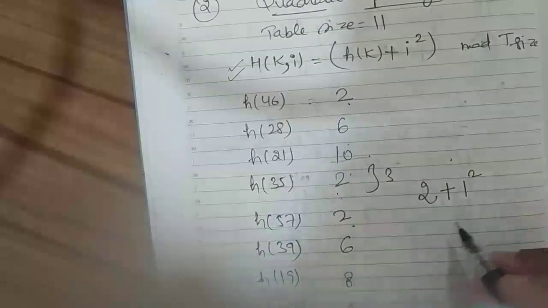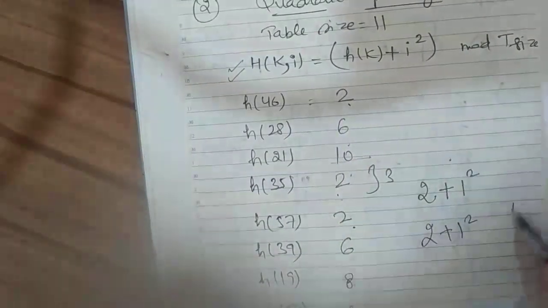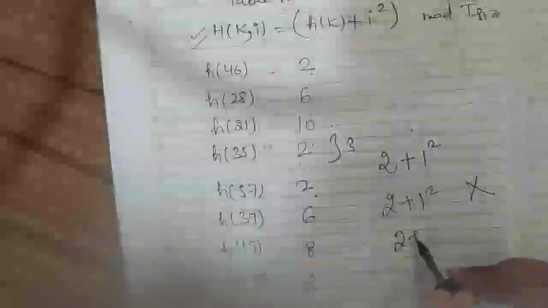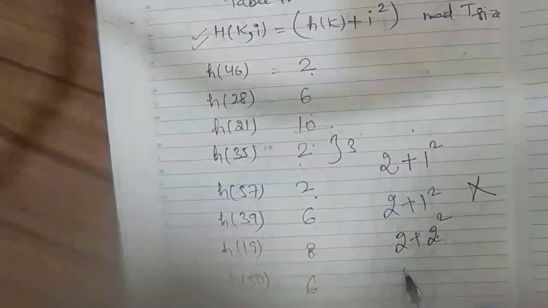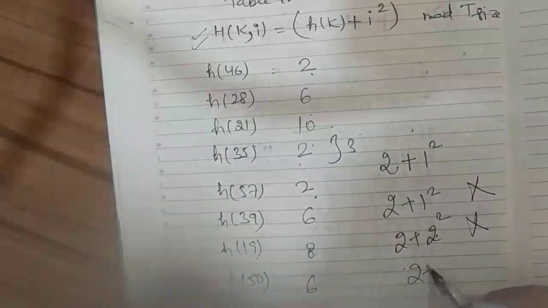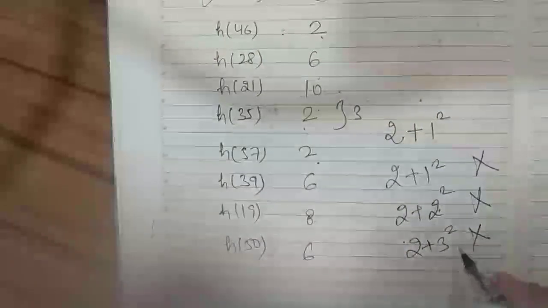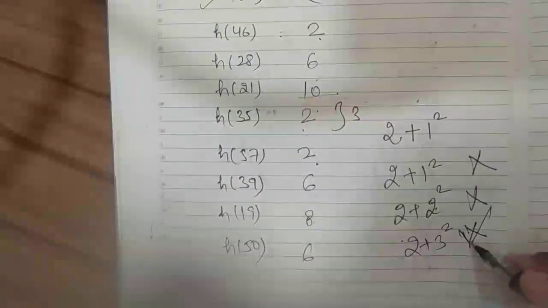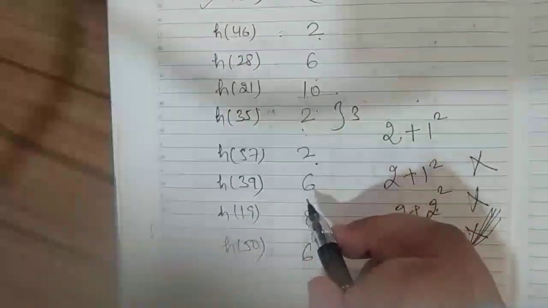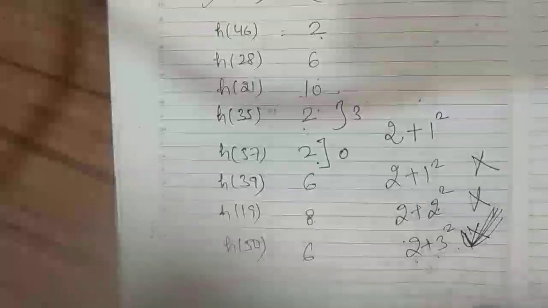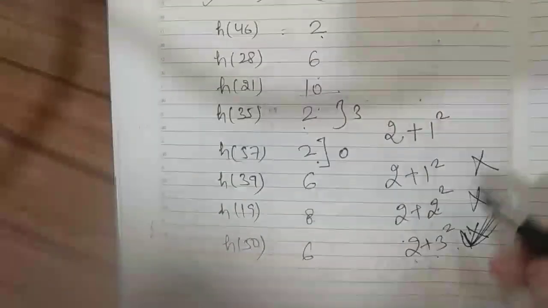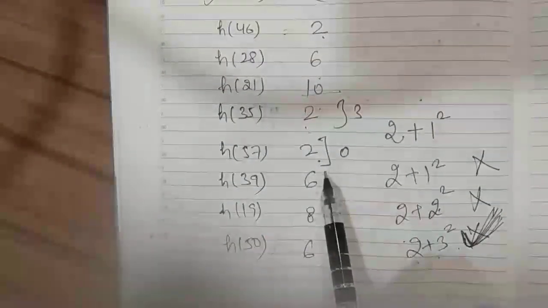Now there is a collision: 2 plus 1 square, collision; 2 plus 2 square, 4, 5, 6, collision; 2 plus 3 square, 9, 10, 11. 11 is not a place. 11 mod 11 is 0, so this is the 0th location. This 57 is placed at the 0th location, right? Because 2, 9, 10, 11, and 11 mod 11 is nothing but 0. So this is the place for storing this 57.